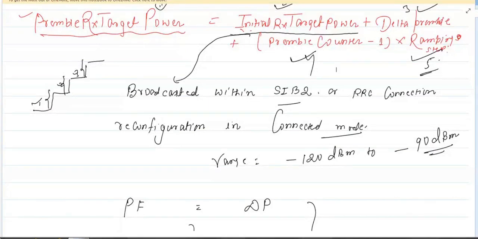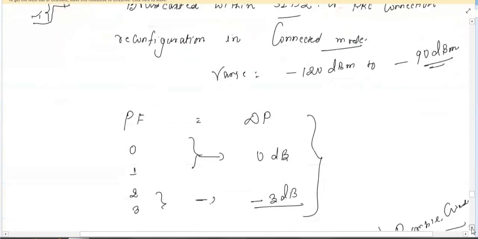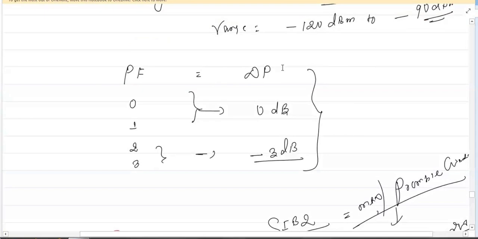4 sir, 4. Preamble format 4 are there, 0, 1, 2, 3. So depends upon the preamble format, delta preamble value will depend. So if suppose preamble format is 0 and 1, the fixed value of delta preamble is 0 dB. 2, 3, that is minus 3 dB.